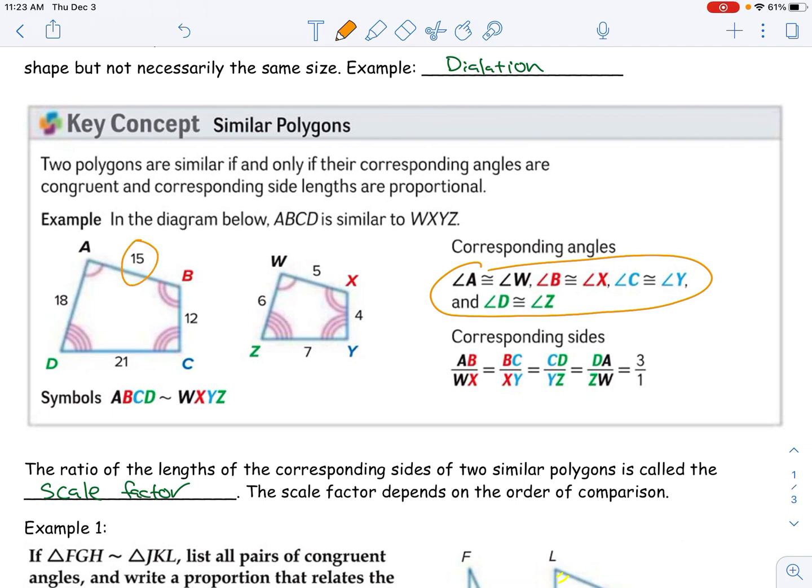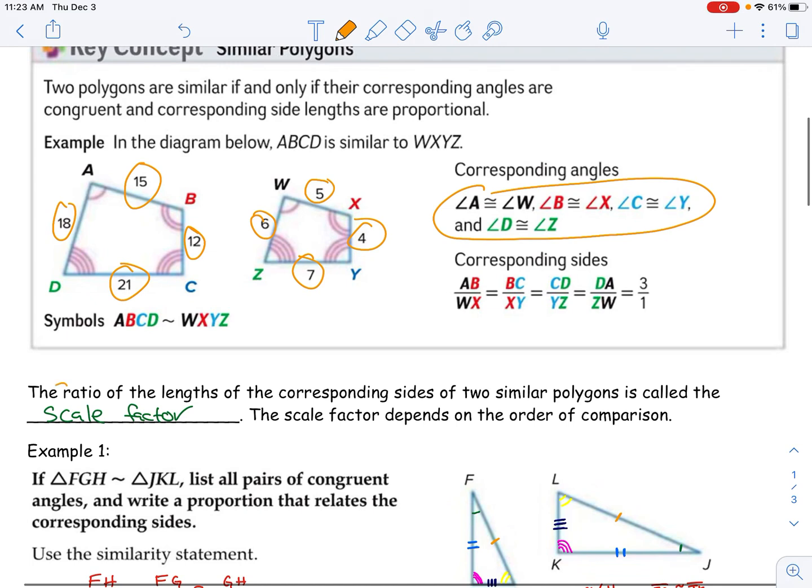So for example, 15 divided by 5 is 3. 12 divided by 4 is 3. 21 divided by 7 is 3, and 18 divided by 6 is 3. They all have the same ratio. Another word that we like to call that is scale factor. So the ratios are basically what your scale factor is. So my scale factor of the first one was 3.